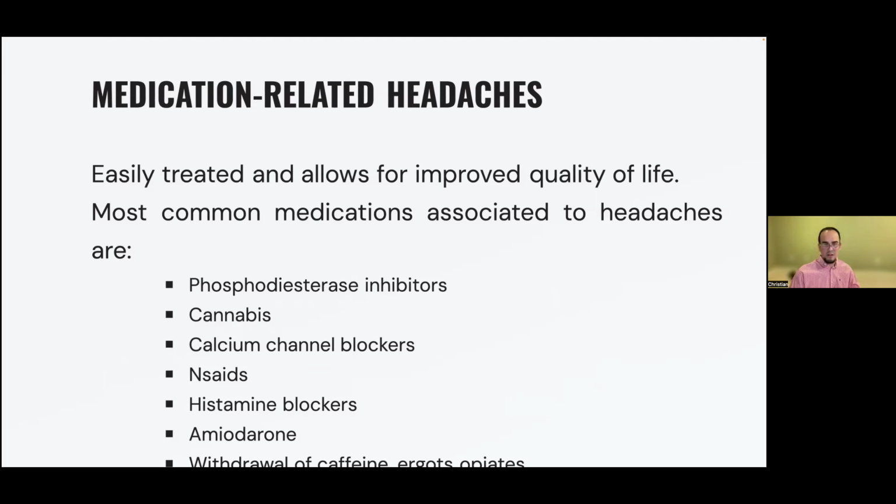non-steroidal anti-inflammatories. So most of the patients rely on these things before coming into evaluation. And sometimes we just need to tell them to back off of them and see if we can treat them in an alternate way. Histamine blockers, amiodarone, and then withdrawal of caffeine, opiates, or ergotamines, which we will be talking a little bit about later.